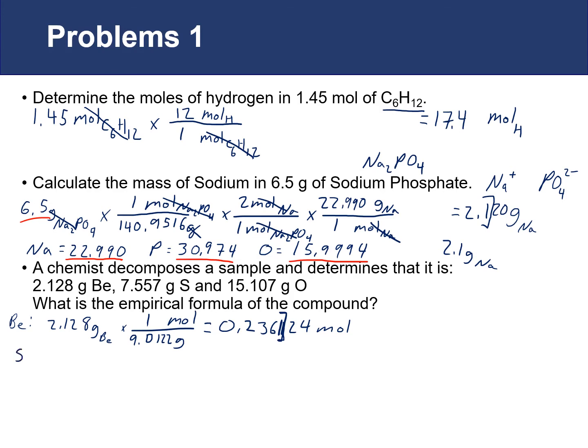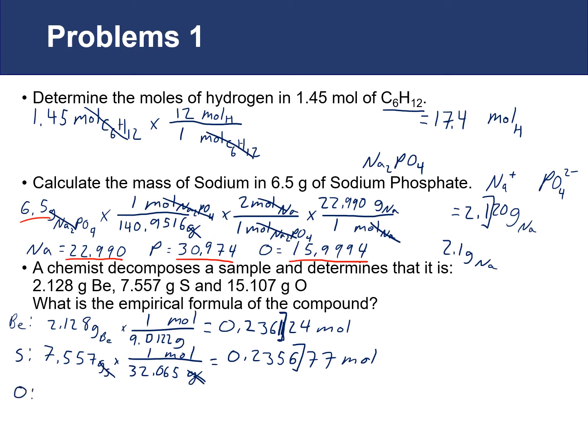For sulfur, we have 7.557 grams of sulfur. We will also divide that by the molecular weight, or multiply by the fraction with the moles on top, the grams on bottom. The molecular weight for sulfur is 32.065. Our grams cancel out, giving us moles of sulfur left behind, and that is 0.235677 moles. Again, we have 4 significant figures from our initial mass.